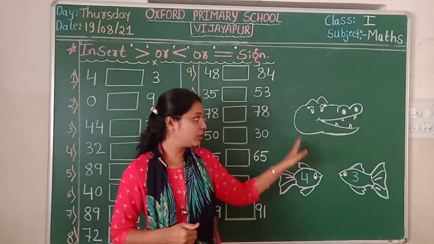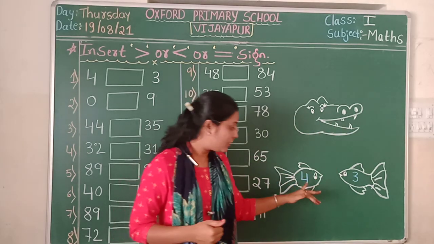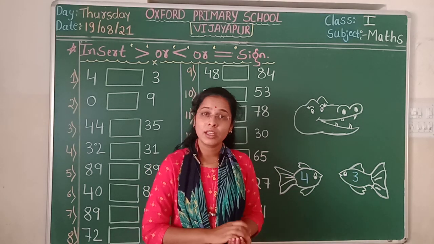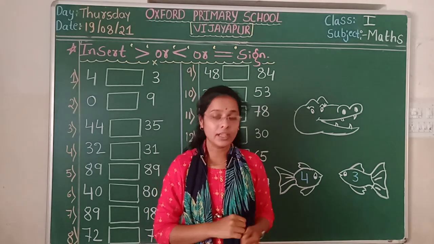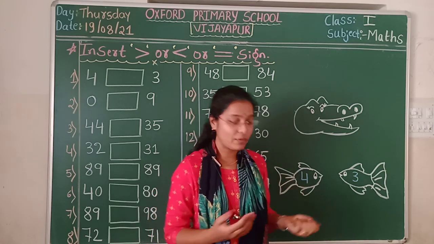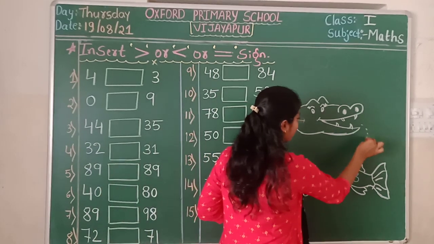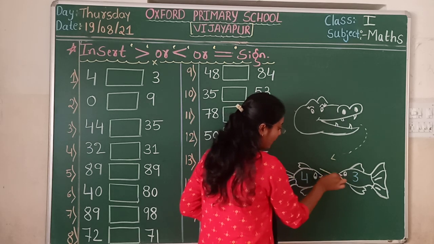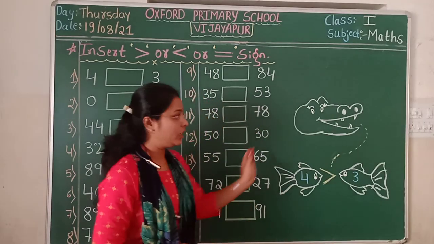So what will he do? He will come near to this fish and will observe whether number 4 is bigger or 3 is bigger. Number 4 is bigger. This shows the fish containing number 4 is the bigger fish. So Mr. Crocodile, what will he do? He will slowly come here and open his mouth towards the bigger number.